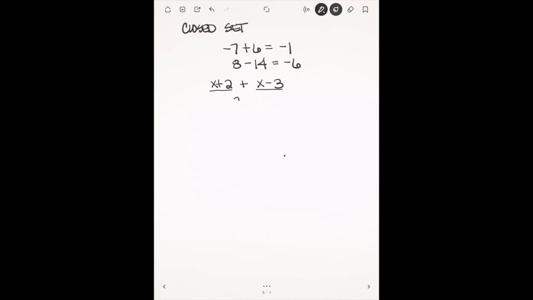Well, x plus x is 2x, and 2 plus a negative 3 is negative 1. And we ended up with an answer that is a polynomial. And that would work for both addition and subtraction. So we would say polynomials are closed under addition or subtraction. And we talked about that in an earlier lesson. Today, what we're going to do is we want to know, what about integers and polynomials being closed under multiplication?